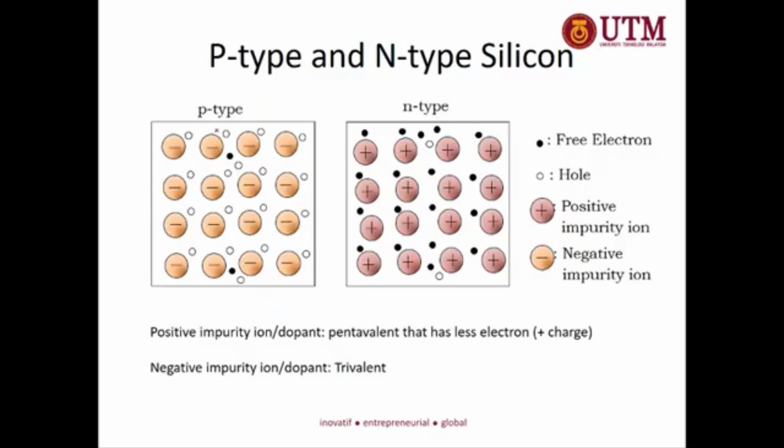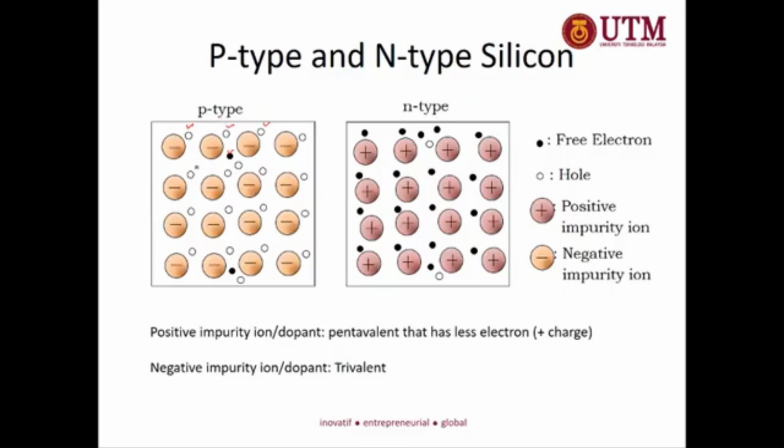P-type silicon means silicon that has a large number of holes compared to the number of electrons. You can see here, this is inside the silicon. For the P-type silicon, this one is a hole, this one is a hole, and the black one is an electron. If you count the holes and electrons, you can say that there are many holes compared to electrons. So the hole is the majority carrier, and the electron is the minority carrier for the P-type silicon.